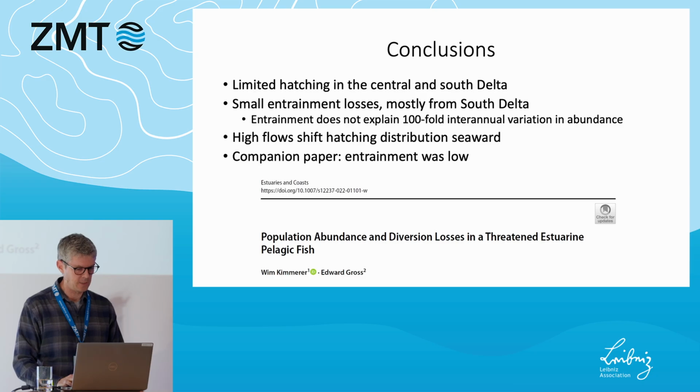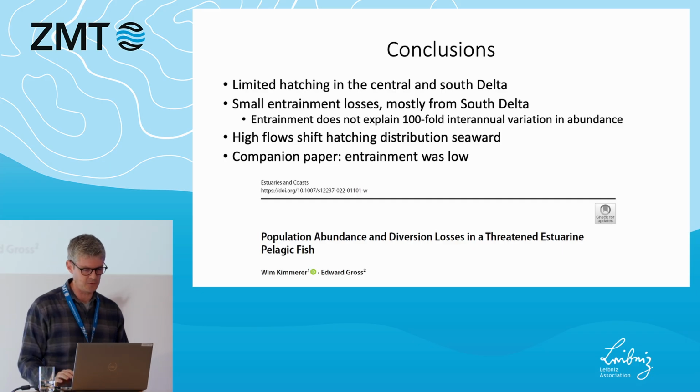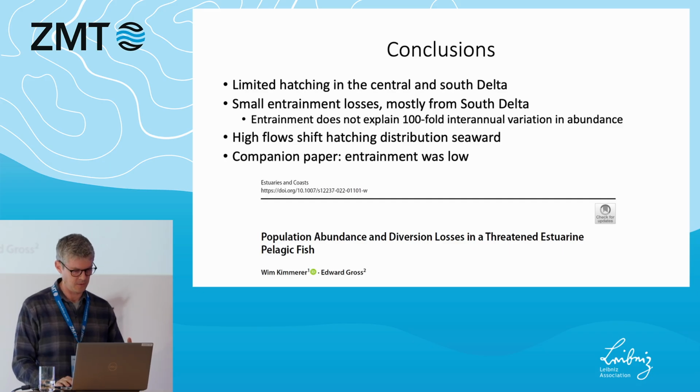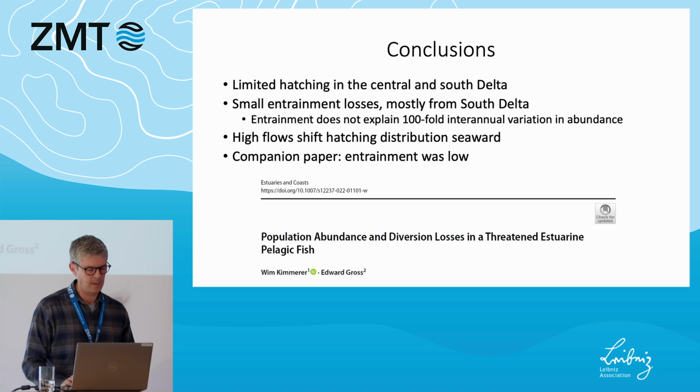Okay, so the conclusions, I've covered most of these, but importantly, although there was very little hatching in the South Delta, pretty much everything that hatched in the South Delta gets entrained. So that's where most of the entrainment losses occurred. The hatching in the South Delta accounted for most of the entrainment losses.